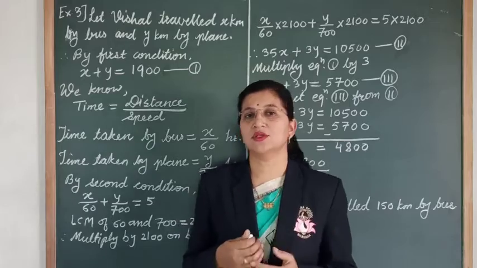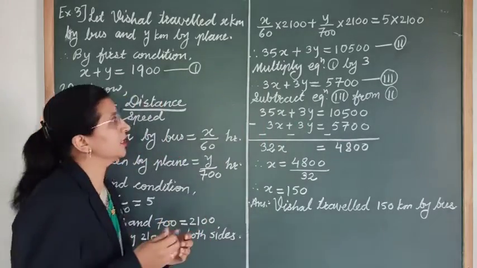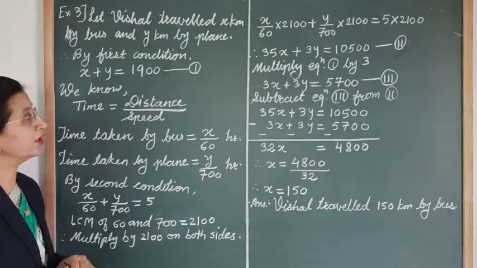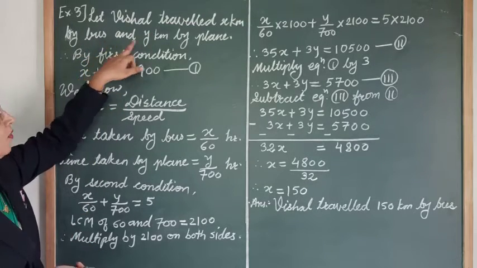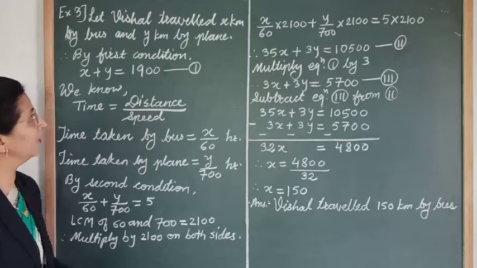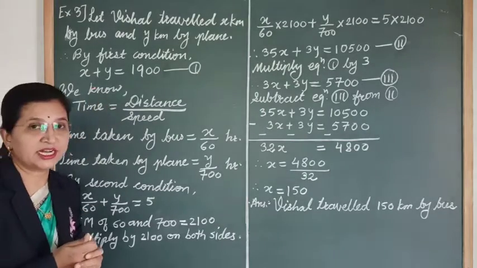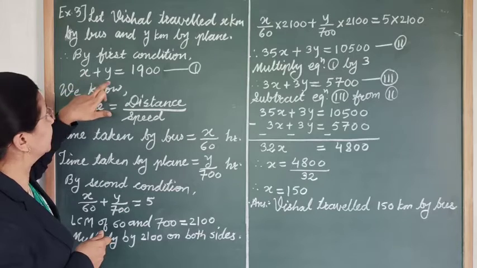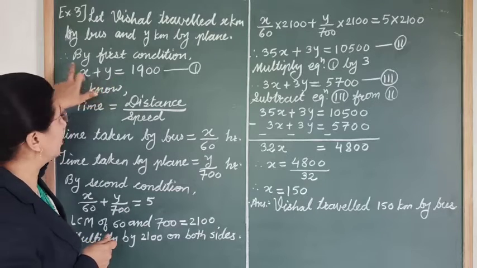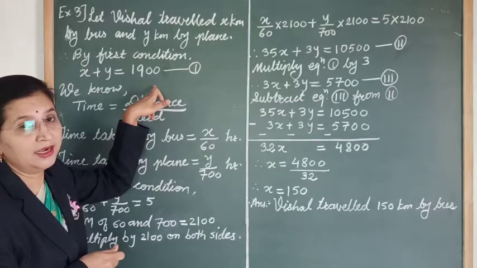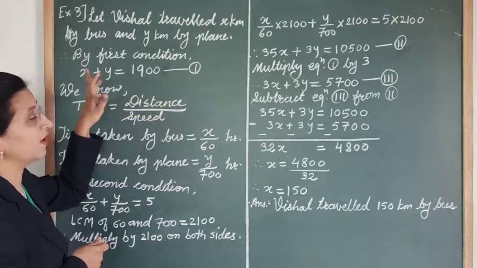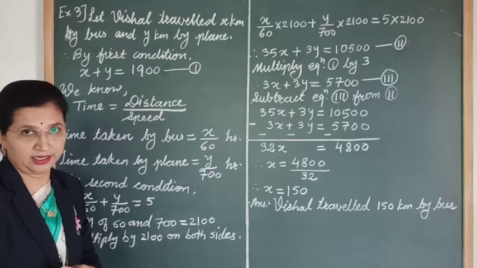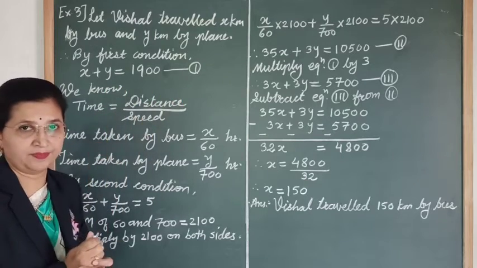Okay, so let's see how to solve this example. So dear students, here we will let Vishal travel x kilometers by bus and y kilometers by plane. Therefore, by the first condition, distance covered by bus plus distance covered by plane, this total distance is 1900 kilometers. So in this way we got the first equation, that is x plus y is equal to 1900. This is our first equation.